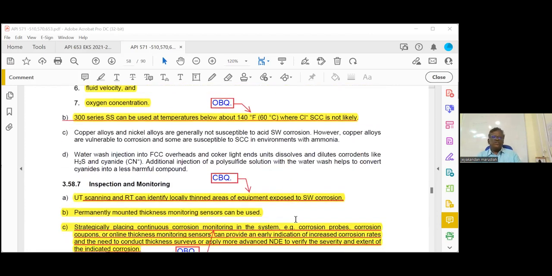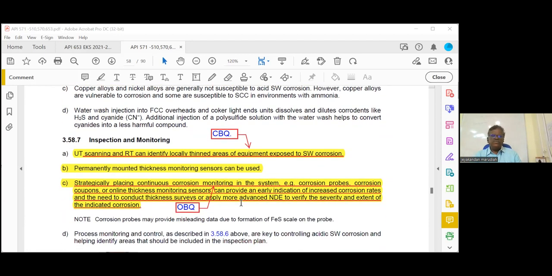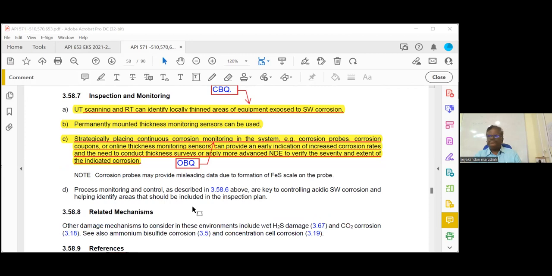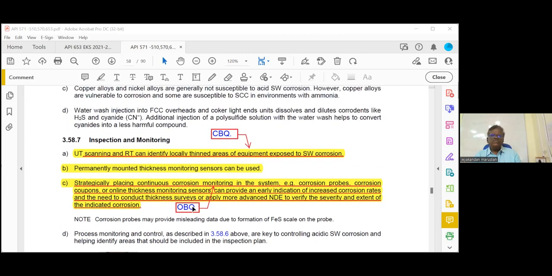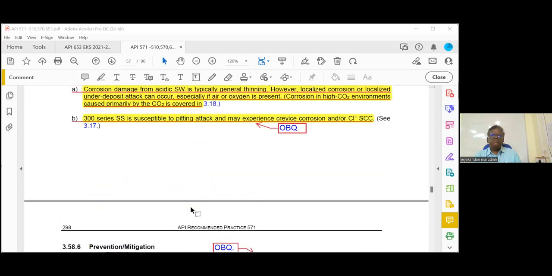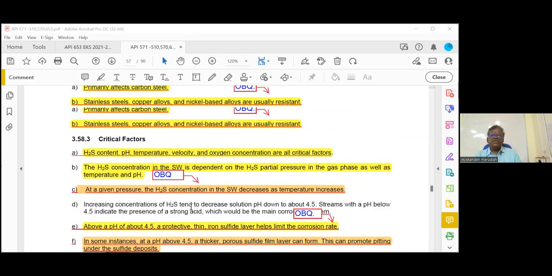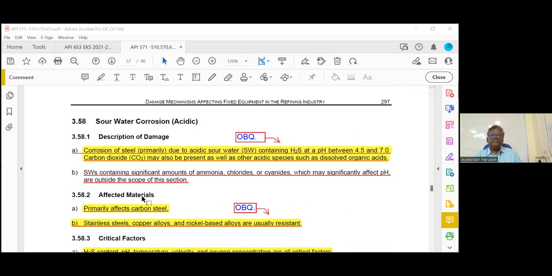Then this is a closed book question. Because it is a general corrosion, UT or RT can identify the locally thinned areas. You can use UT or RT. Then again, this is an open book question. Strategically placing corrosion monitoring systems, corrosion probes, corrosion coupons or online thickness monitoring sensors can provide an early warning. So 1, 2, 3, 4, 5, 6, 7, 8, 9, 10 questions.